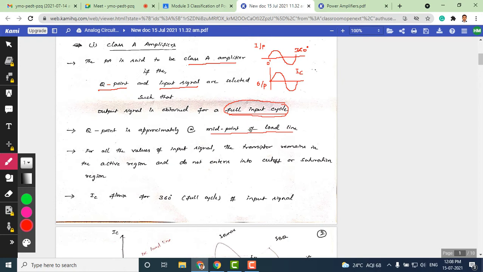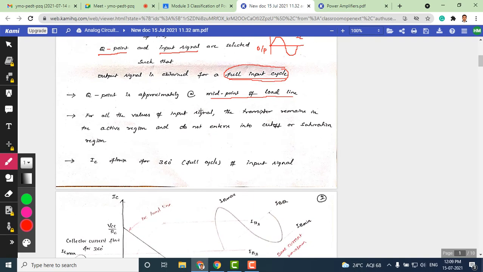That is a condition. Only when we choose the Q point at the mid of the load line can we get the full flow of the output current, which you can expect to be flowing for the full cycle. So these are the things we need to follow to understand this class A operation.